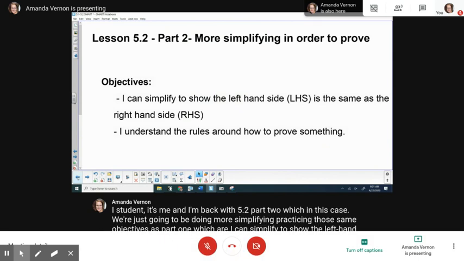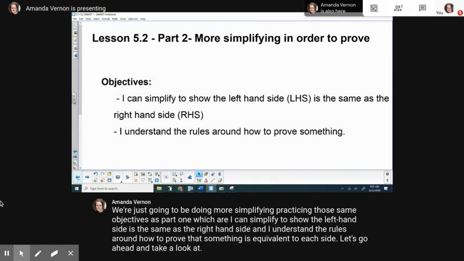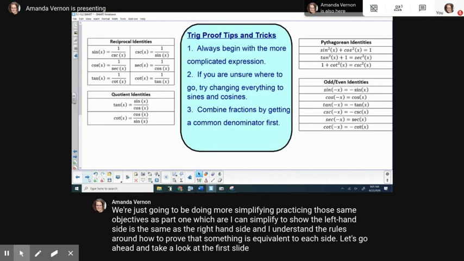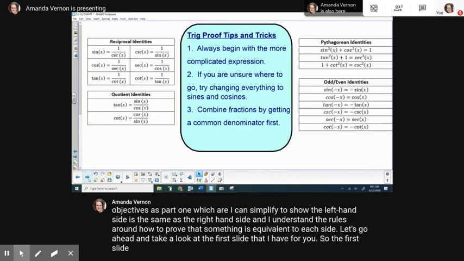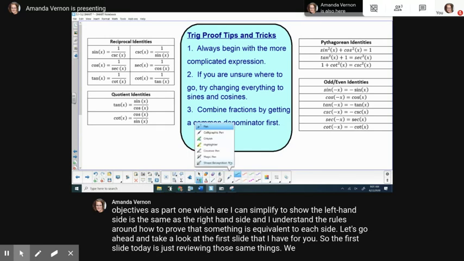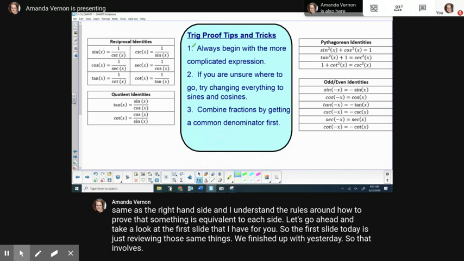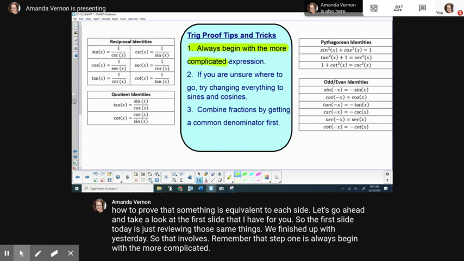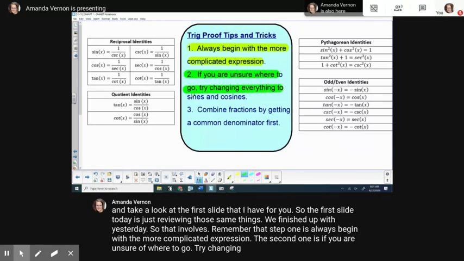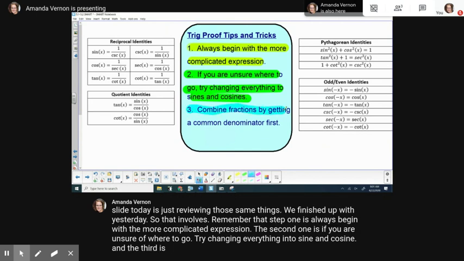Let's go ahead and take a look at the first slide that I have for you. So the first slide today is just reviewing those same things we finished up with yesterday. Remember that step 1 is always begin with the more complicated expression. The second one is if you are unsure of where to go, try changing everything into sine and cosine. And the third is combine fractions by getting a common denominator first.